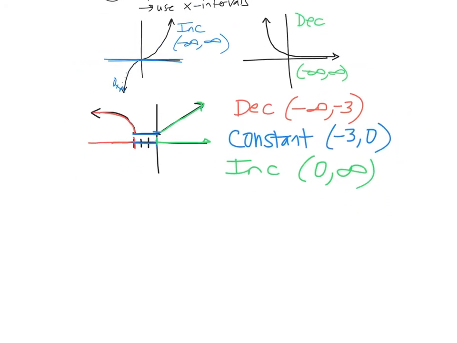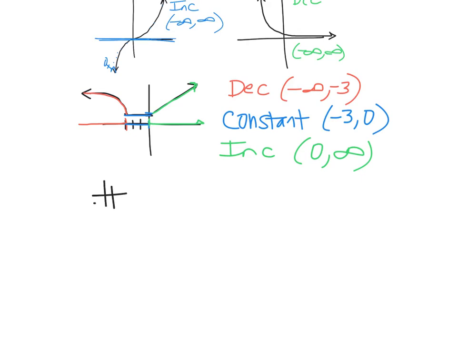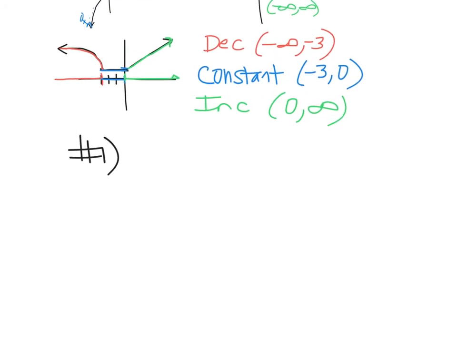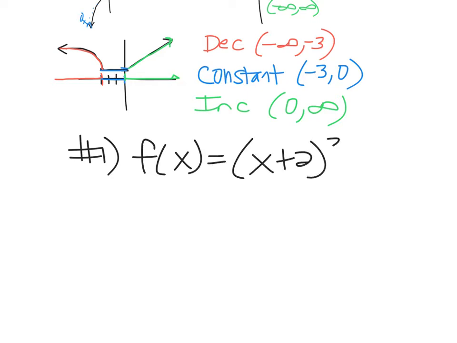All right, so let's do one. Number 1. Some of these are tricky. We'll do an easy one, then we'll do a super hard one. Number 1. F of x is equal to x plus 2 squared. And we are supposed to find the intervals where this graph is increasing, decreasing, or constant. Okay, this one's not going to be constant, but. All right, let's graph it.